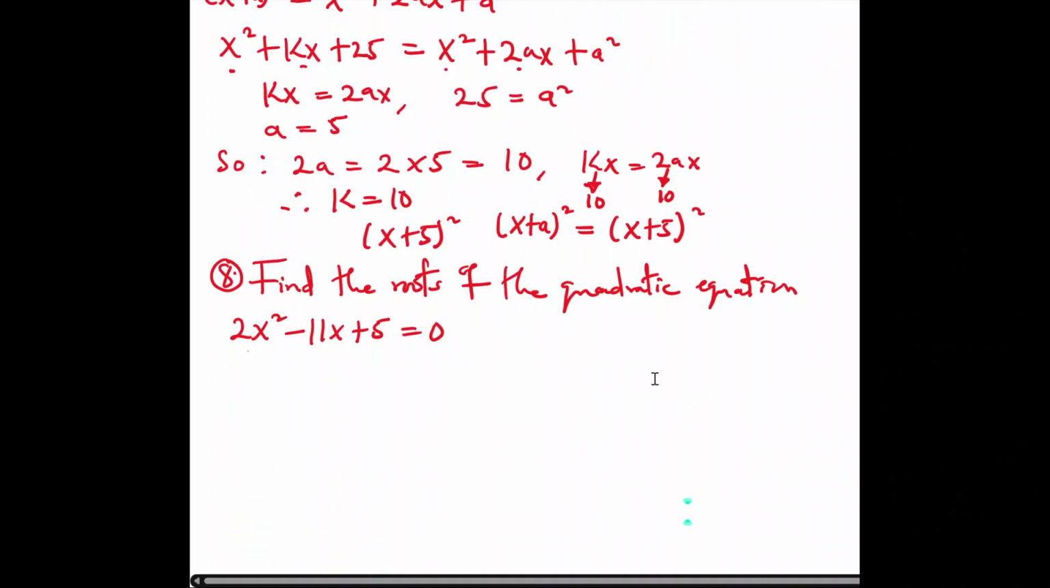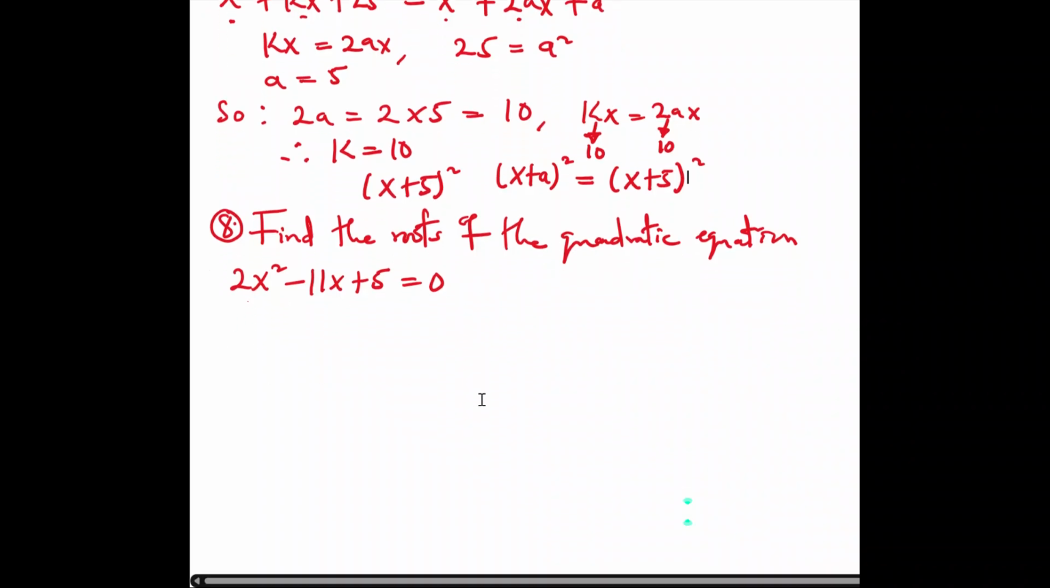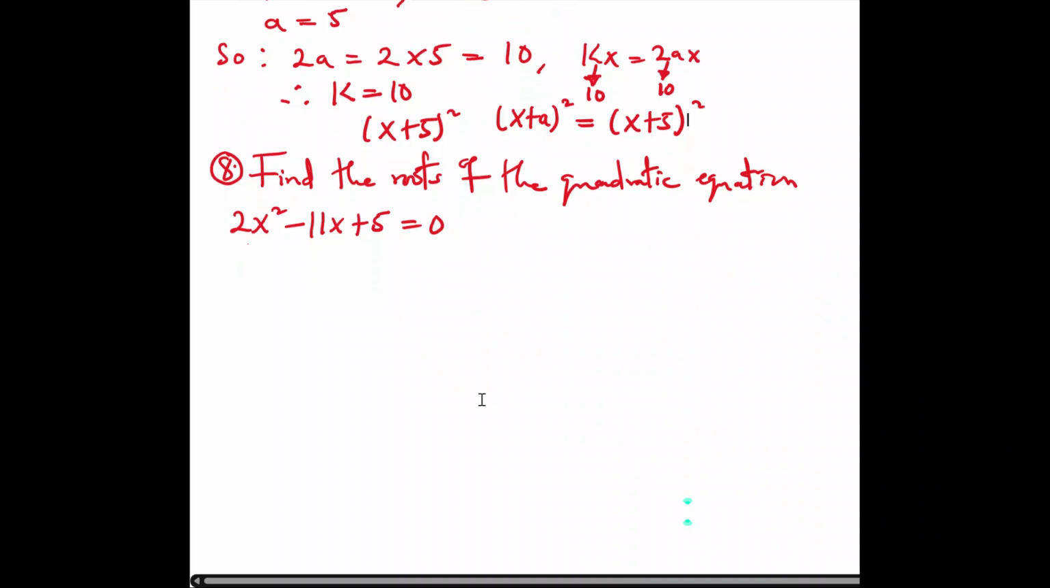So the next question says find the roots of the quadratic equation 2x squared minus 11x plus 5. So for us to find the roots, we are just going to find x. We have a quadratic equation, and I'm going to solve it by the factorization method.